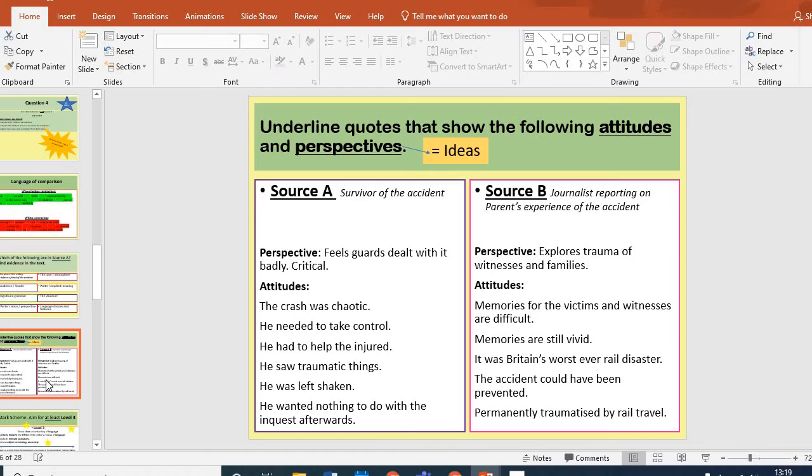So you need to have a look through source A and source B and find a quote that demonstrates the perspective for each source, and then at least 3 of those attitudes. And I would like you to put something along the lines of perspective, and then on the other side of the page put the quote that you find supports that. And likewise for attitudes, and you'll repeat that for source A and source B.